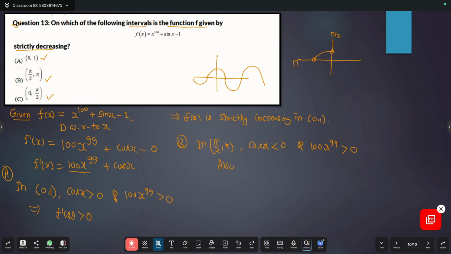Also, 100 x power 99 is greater than cos x in this interval pi by 2 comma pi. So f dash x is positive. It implies f(x) is strictly increasing.